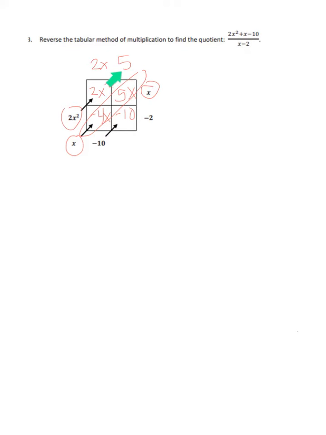Right up here is the 2x plus 5. So our answer out of this whole thing is going to be a 2x and a 5. And obviously, since it doesn't have a sign, it's a plus 5. And that would be your answer.